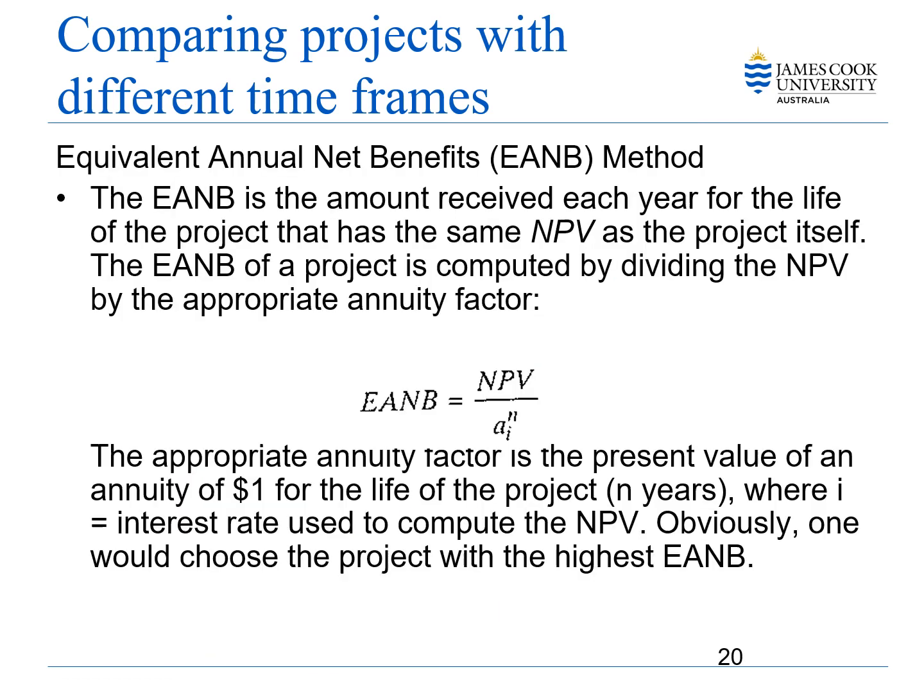Second method is called equivalent annual net benefits method. Okay, the idea here is, what about this hydroelectric dam project that lasts 75 years? We want to compute an annuity that's equivalent with this hydroelectric dam project.